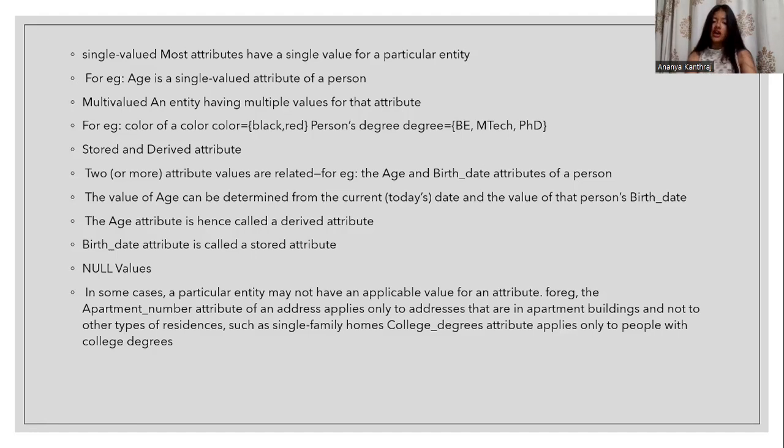So what do we mean by null values? In some cases a particular entity may not have an applicable value for an attribute. For example, the apartment number attribute of an address applies only to addresses in apartment buildings and not to other types of residences, such as single family homes, or a college degree attribute may apply only to people with a college degree. So it varies. Here comes the topic of null values.